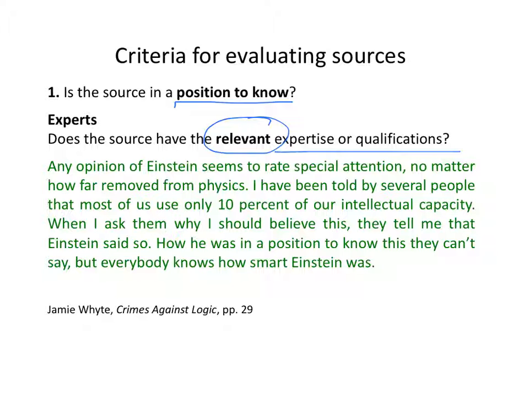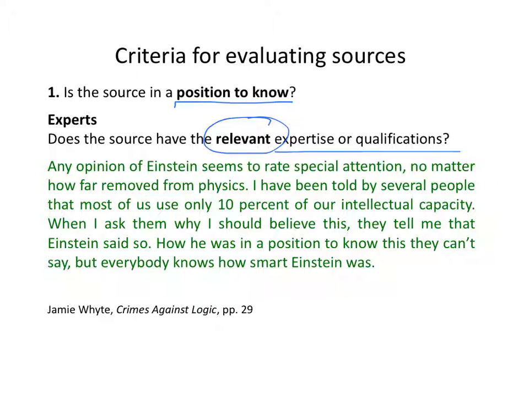Jamie White, in his book Crimes Against Logic, has a nice example of this. He talks about Einstein. Any opinion of Einstein seems to rate special attention no matter how far removed from physics. I have been told by several people that most of us use only 10% of our intellectual capacity. That's a very common little factoid that you often hear repeating. Human beings only use 10% of their brain. You may have heard it before, perhaps you believe it. Jamie White goes on, when I ask people why I should believe this, they tell me that Einstein said so. How he was in a position to know this, they can't say, but everybody knows how smart Einstein was.